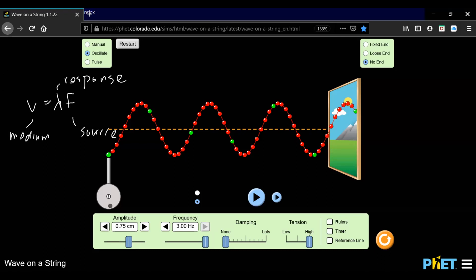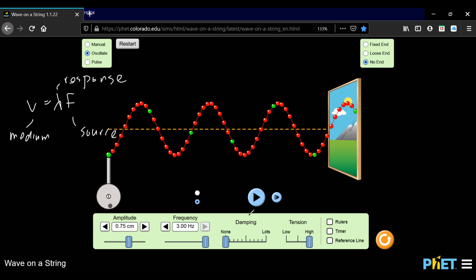The frequency is the source. You control that. The environment or the external applied forces controls the frequency. The speed of the wave in the medium depends on the medium, and the wavelength is the response. So when you change mediums, the wavelength will go down.